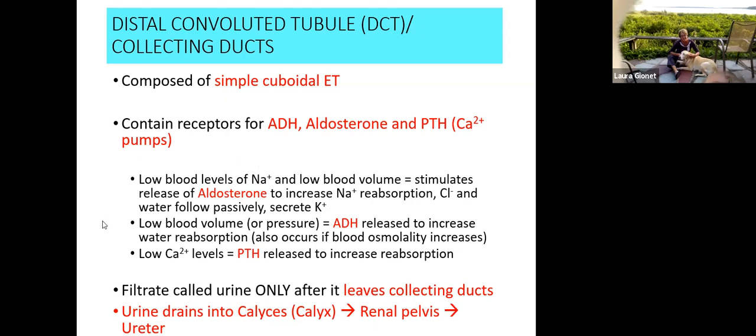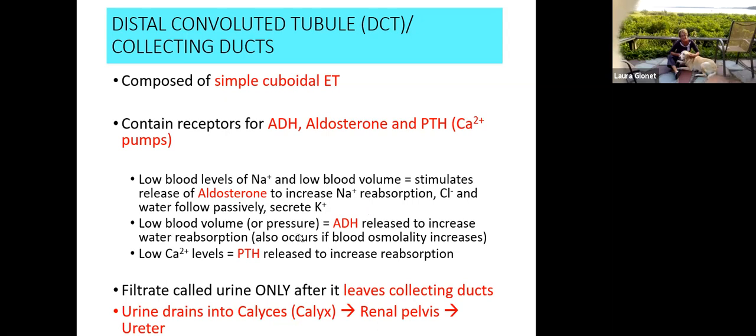All right, so it's composed of simple cuboidal epithelial tissue. Contains receptors for antidiuretic hormone, aldosterone, parathyroid hormone, and calcium pumps. Okay, so low blood levels of sodium and low blood volume. Remember, so we said low blood volume, low blood pressure, maybe increased osmolality of blood will stimulate the release of aldosterone to increase our sodium chloride absorption and secrete potassium. So remember, aldosterone actively pumps sodium, chloride follows, where salt goes, water goes. And so we are essentially pumping salt back into the blood and drawing water with it. And at a cost of absorbing the sodium, we must secrete potassium.